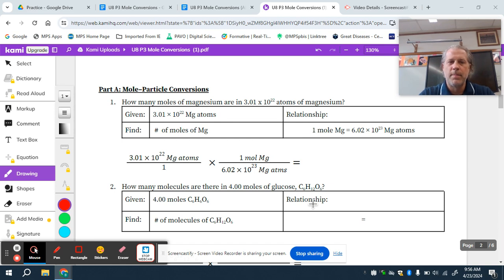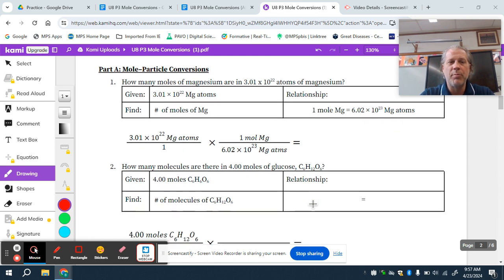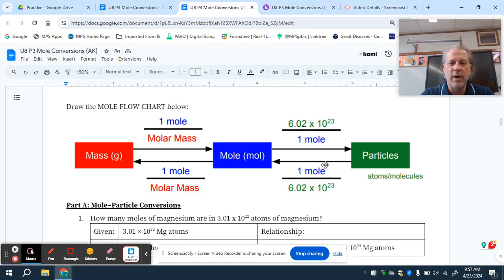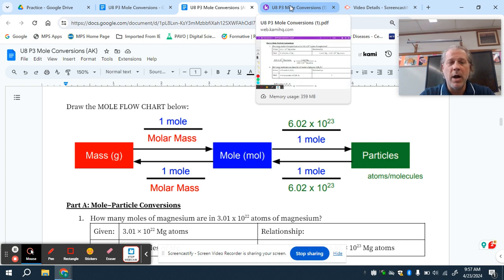So this is the first set of mole conversions on the Unit 3 Practice 8 packet. And in this case, we're going to work through a couple problems in Part A. In Part A, I've done some of the work for you, and I scaffolded it out so that I can walk you through how to do some of these problems. Again, we're going to be looking at this mole flowchart to help us figure out how to do these problems.